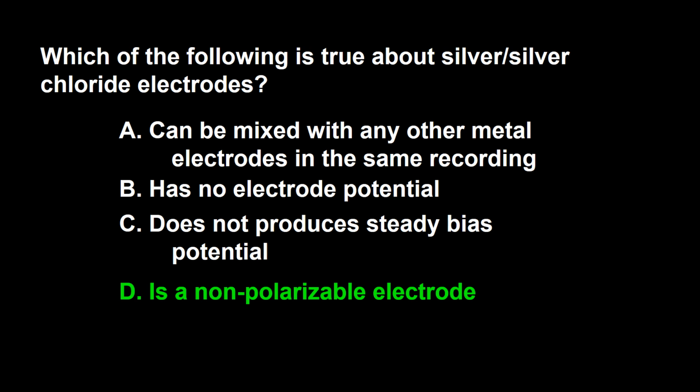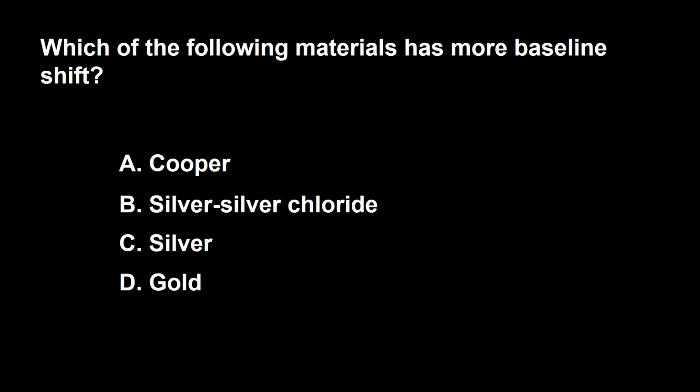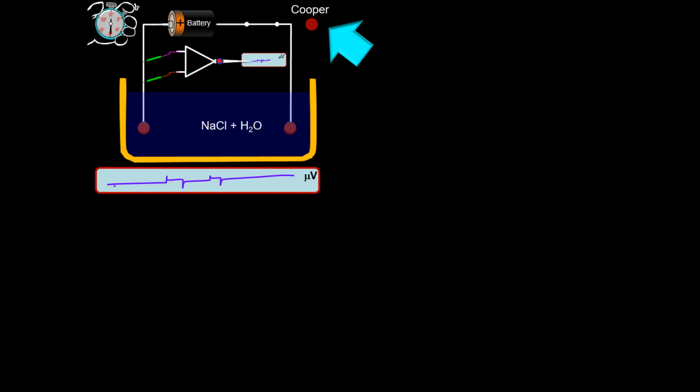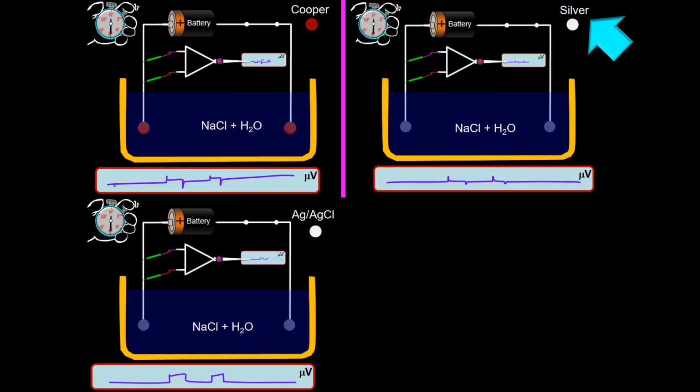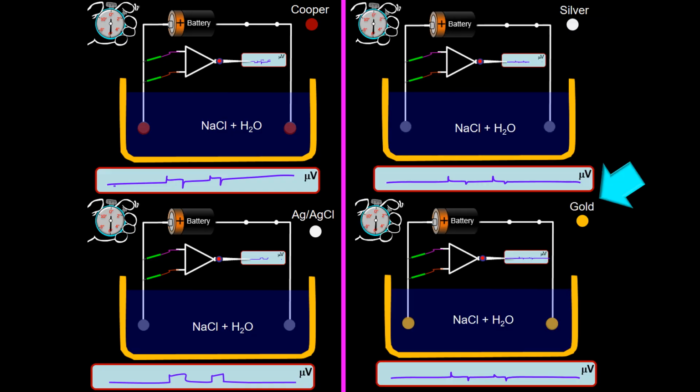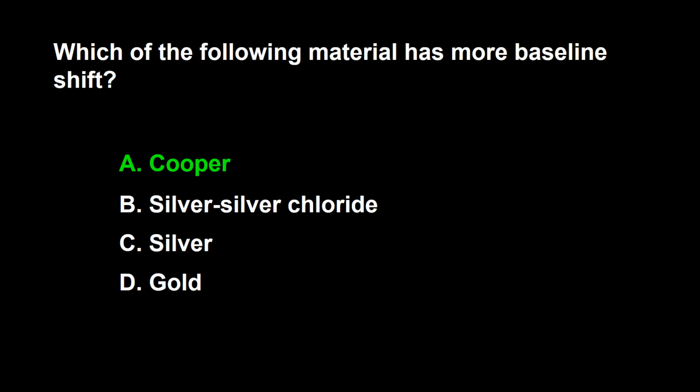They are non-polarizable electrodes. The next question is, which of the following materials has more baseline shift? A. Copper, B. Silver chloride, C. Silver, D. Gold. When copper is used experimentally, as it is depicted in this figure, or in real recordings, there is significant drift of the baseline, as you can see. When silver chloride is used, there's minimal. When silver is used, there's minimal to no drift too. And when gold is used, there's also minimal to no drift. So the answer to this question is A.